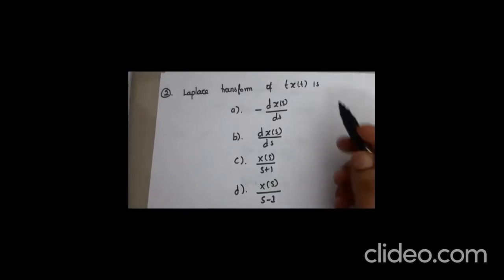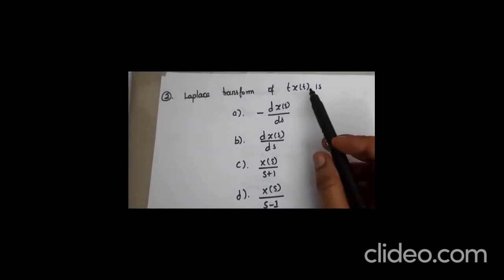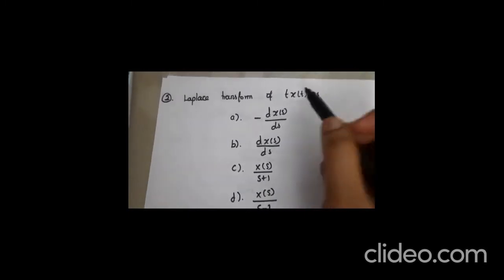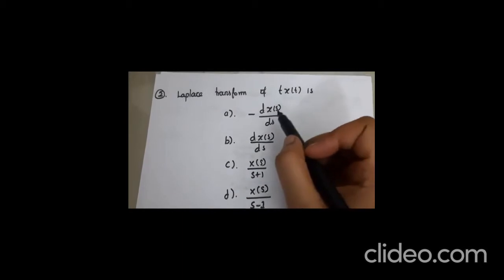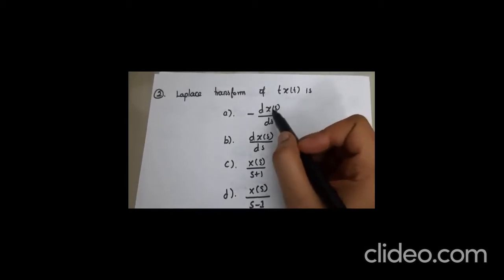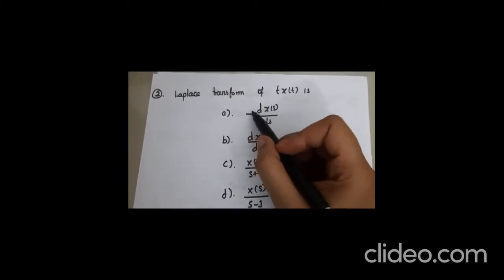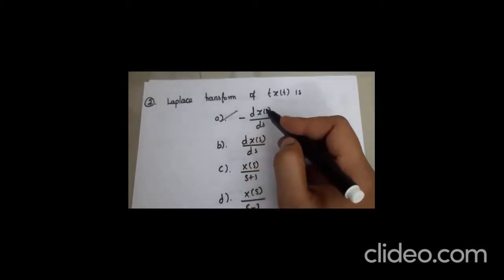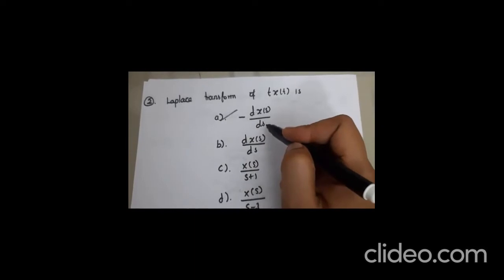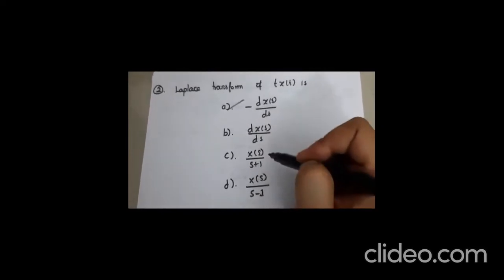And the second question, Laplace transform of t into x of t. The multiplication of t with the signal x of t is the differentiation of this Laplace transform with this negative sign. So here the answer is A, minus of d of X of s divided by ds. So here the answer is A.